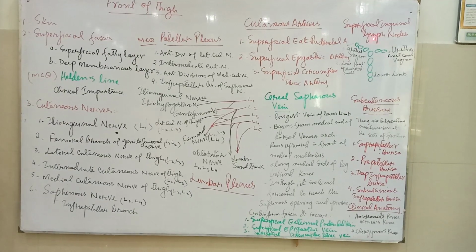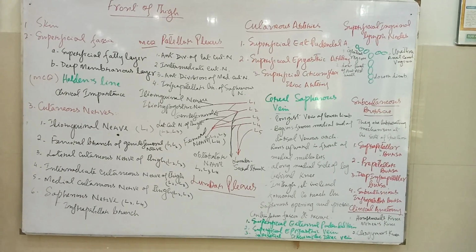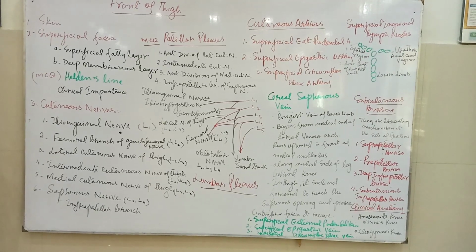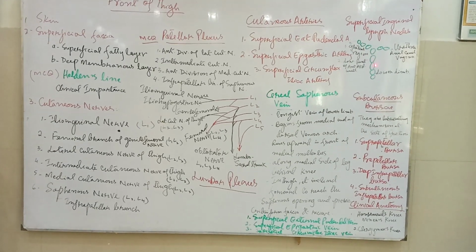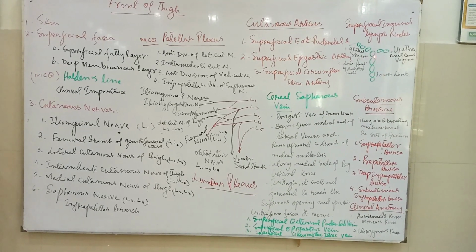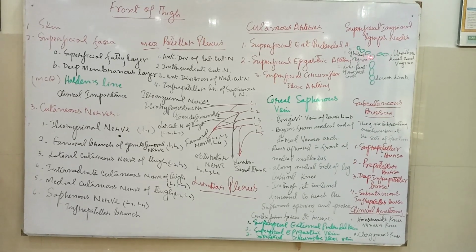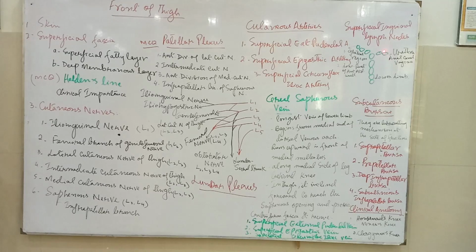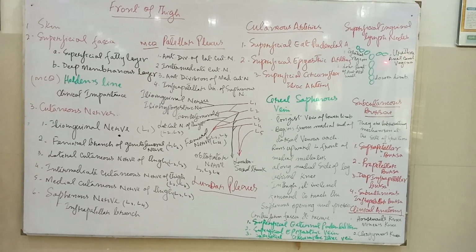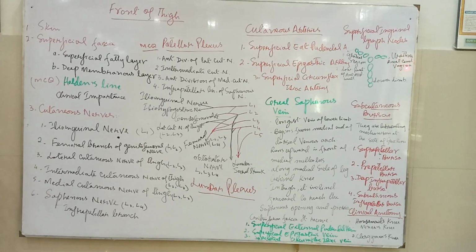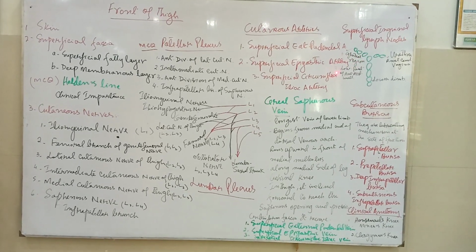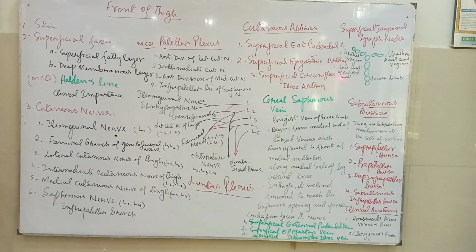Then is the superficial inguinal lymph nodes, which are arranged in a T-shaped manner. The vertical limb of the T drains the lower limb, while the horizontal limb has two groups, medial and lateral. The medial group drains the urethra, anal canal, and in females the vagina, and the lateral group drains the gluteal region and the lower part of the anterior abdominal wall.